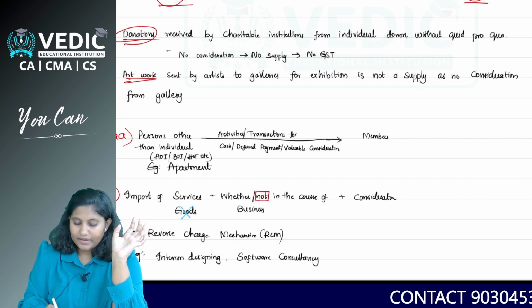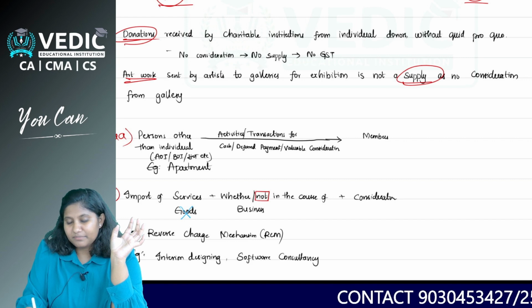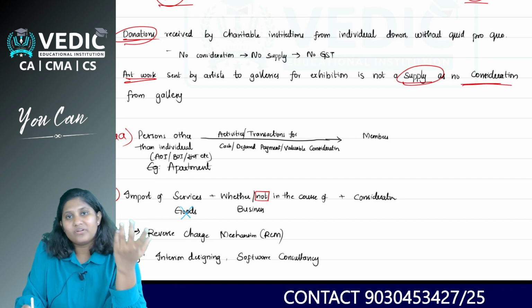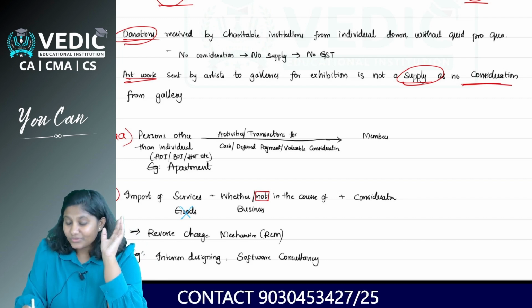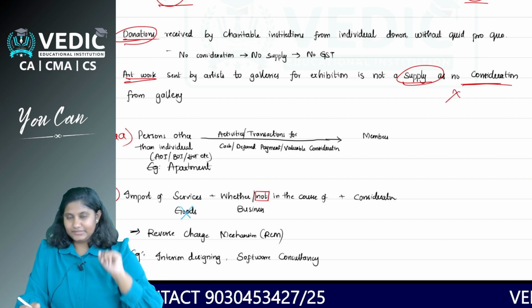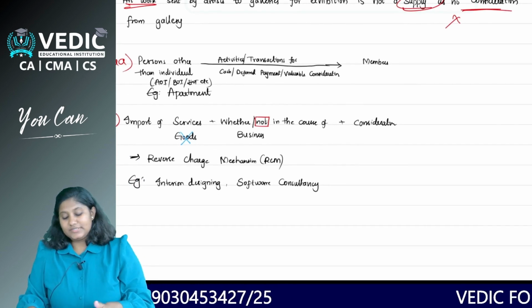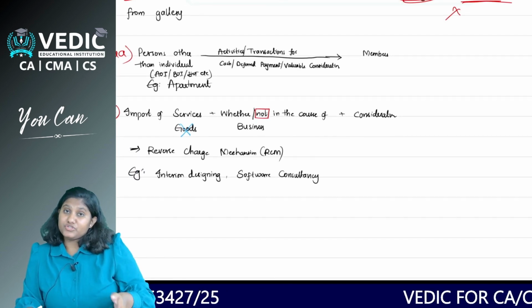Artwork sent by artists to galleries for exhibition is not a supply, as there is no consideration. He did not receive any consideration; he only got his artwork back. So there will be no supply. Clear? Now let's head to section 7, subsection 1, clause aa.